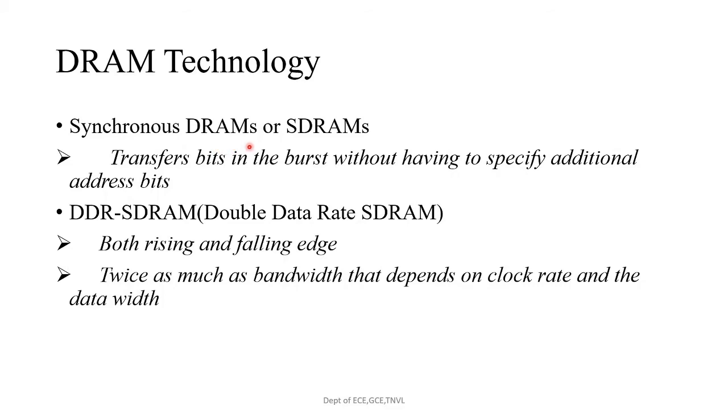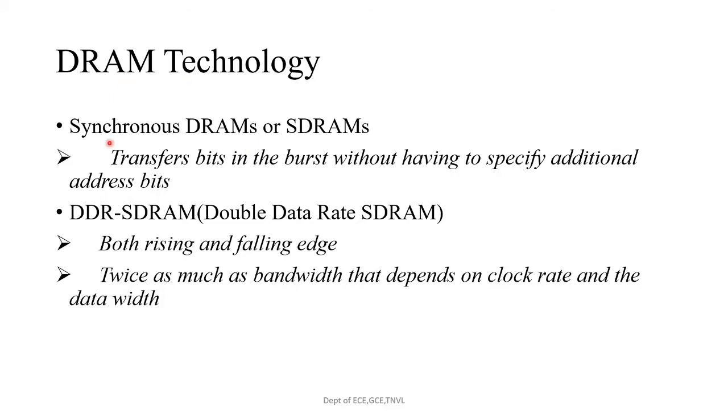The advantage of SDRAMs is that by the use of a clock, it eliminates the time for the memory and the processor to synchronize. The speed advantage of synchronous DRAMs comes from the ability to transfer the bits in a burst without having to specify the additional address bits. So instead, the clock transfers the successive bits in a burst.